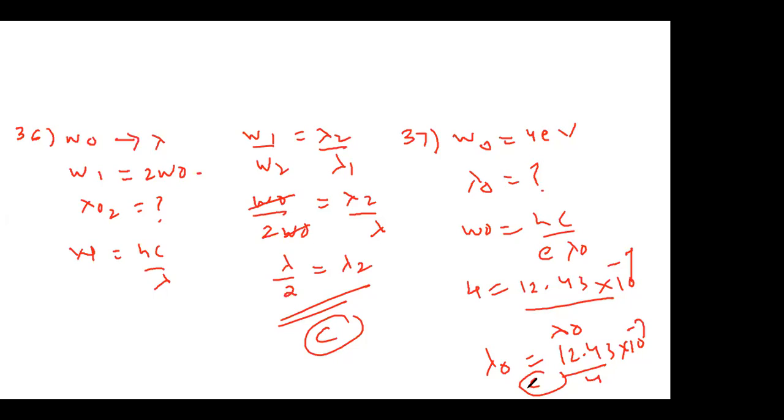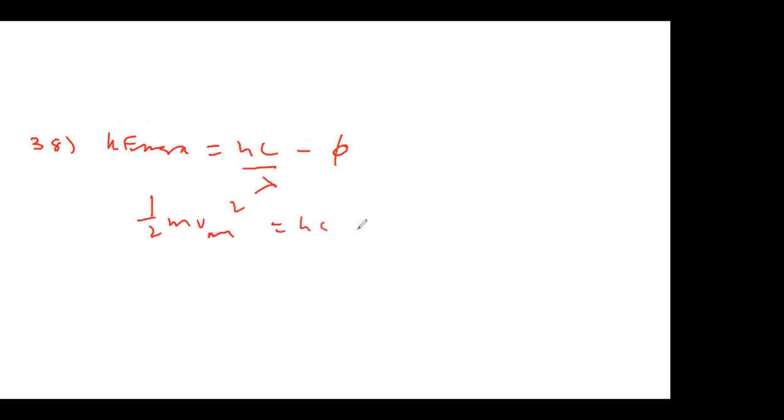Okay. 38. The maximum velocity of electron emitted by light of wavelength lambda incident on the surface of metal of work function phi. Maximum kinetic energy is hc by lambda minus work function. Work function they have given phi. We want velocity. So half m v maximum square equals hc by lambda minus phi.